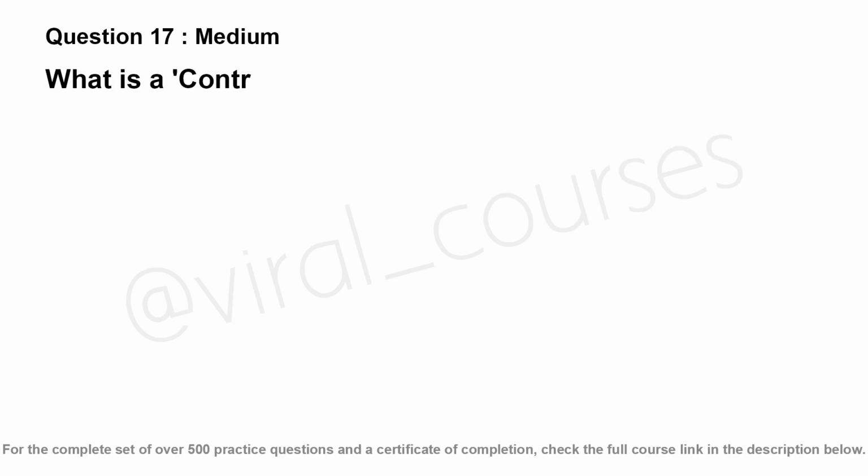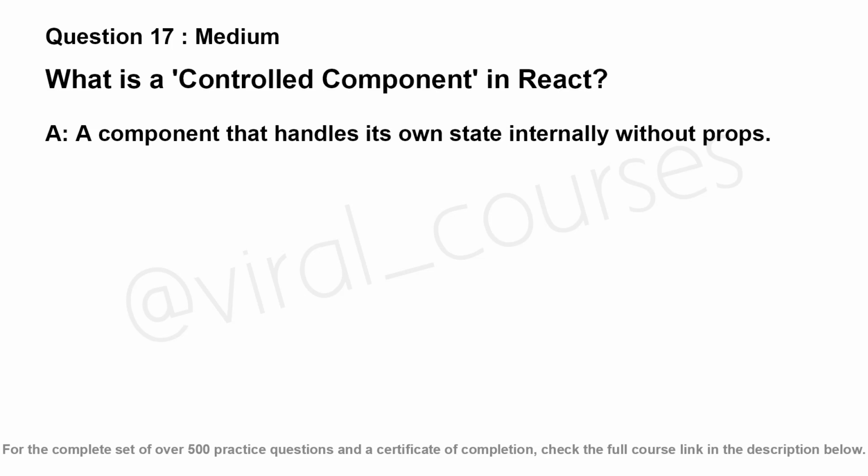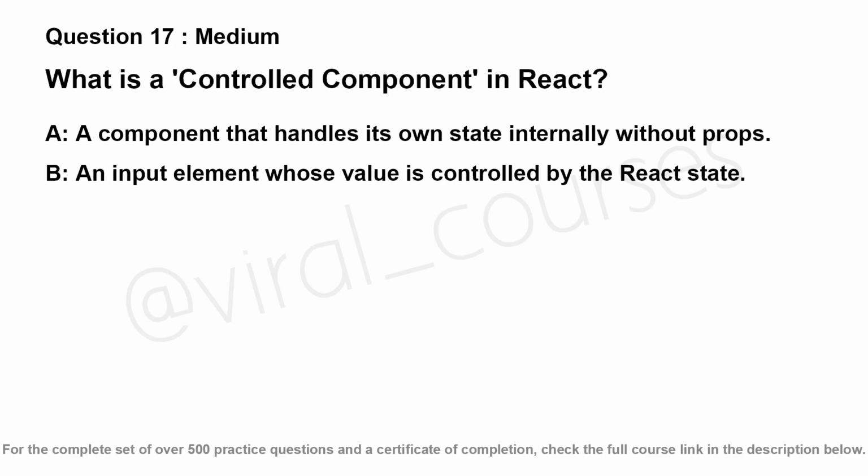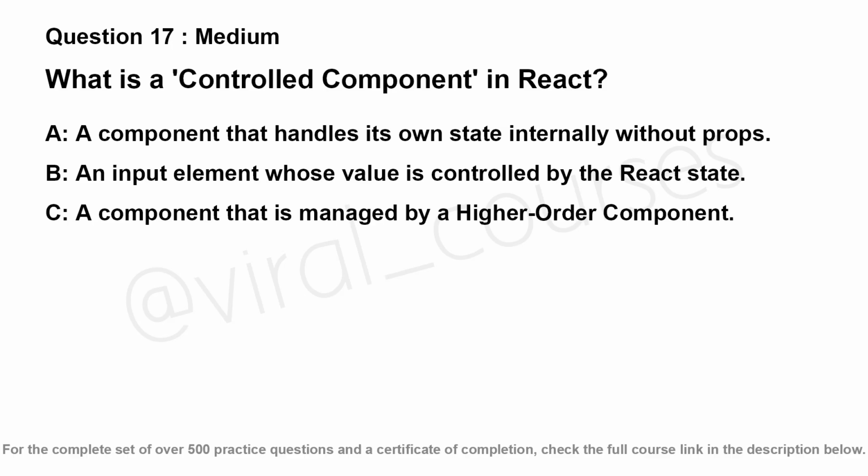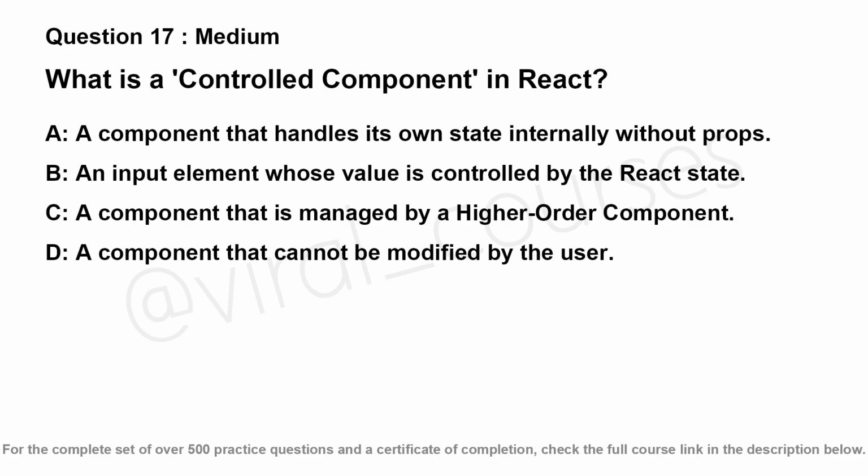What is a controlled component in React? Option A. A component that handles its own state internally without props. Option B. An input element whose value is controlled by the React state. Option C. A component that is managed by a higher-order component. Option D. A component that cannot be modified by the user.